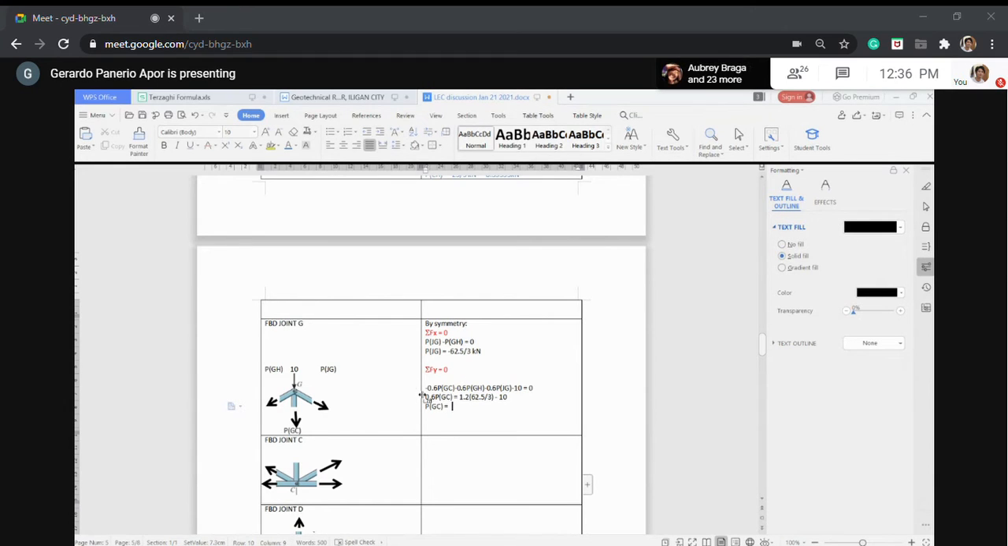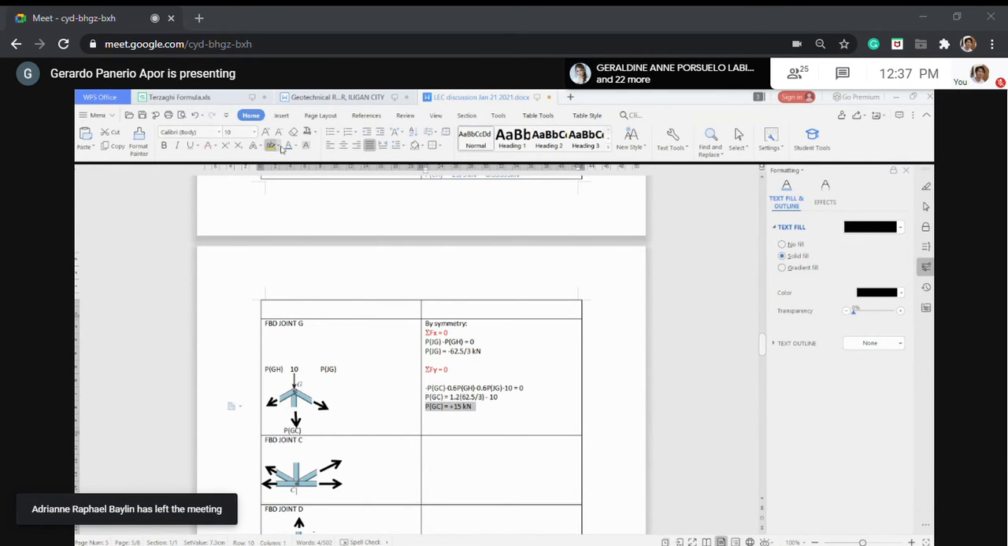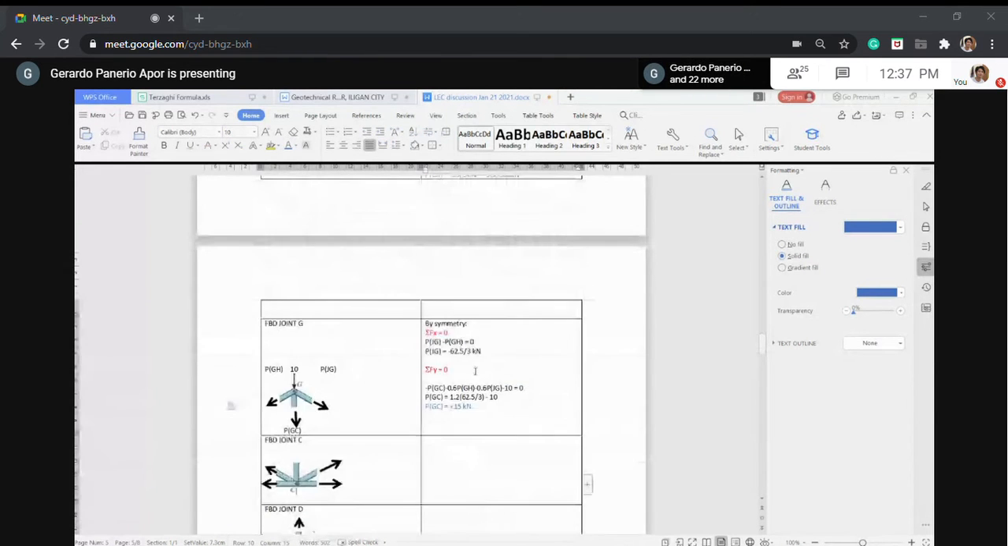So the PGC has no 0.6. Okay, it's only a minus. Only the two has an angle here. So this one is not here. So PGC here is equal to positive 15 kN. Okay, so I solved that already. 15 kN. So that's the PGC. Okay, so I have solved the two points already.